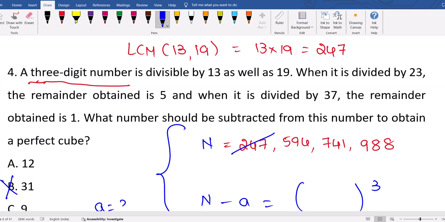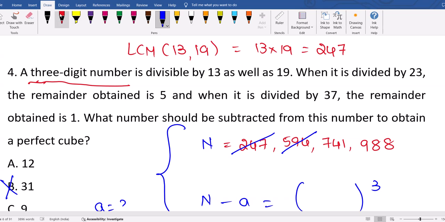23, 20 times is 460. Among 494, 460 is gone, 134 available. 23, 5 times is 115. 134 minus 115, how much remainder? 19. I'll get remainder 19, not 5. This is also out.